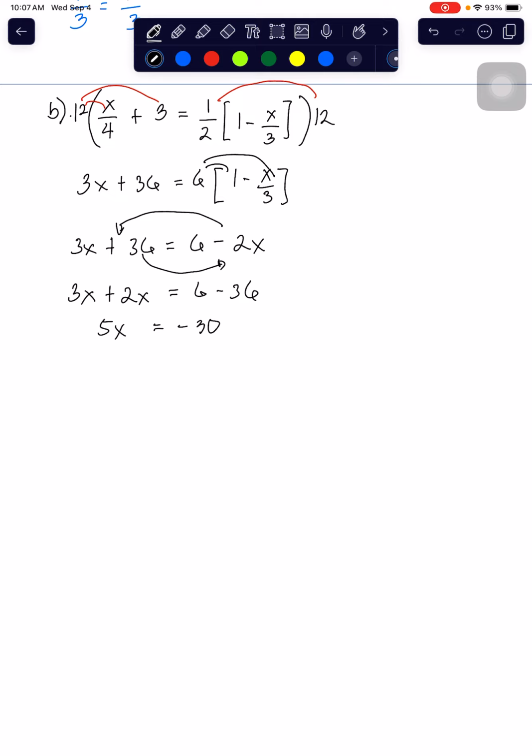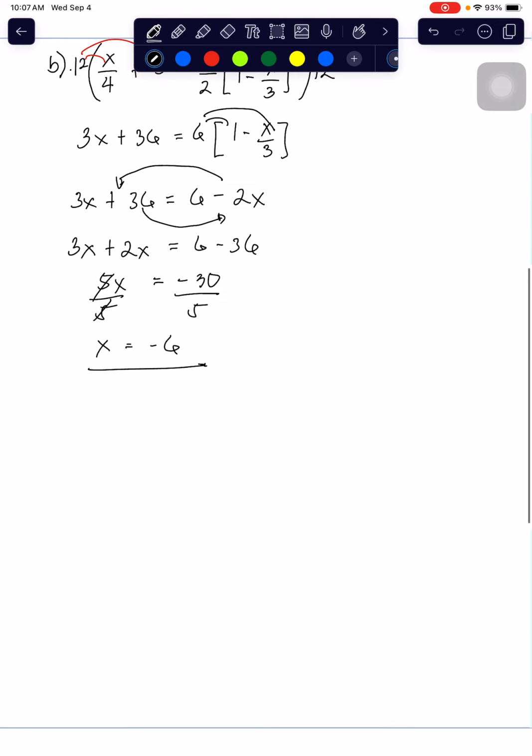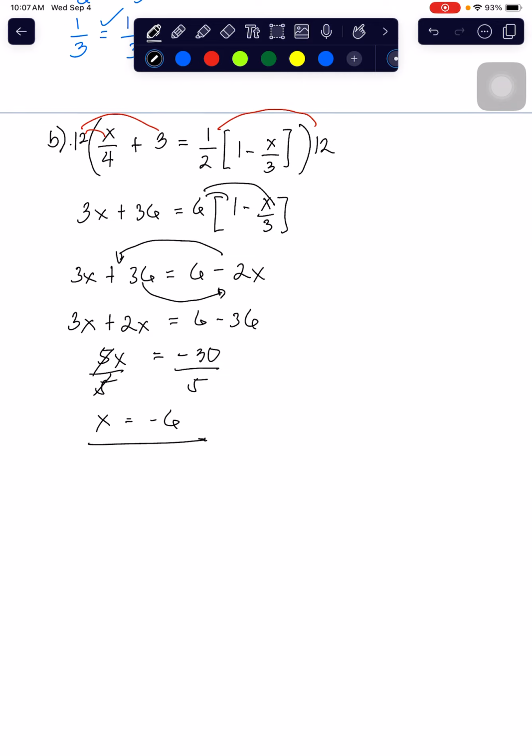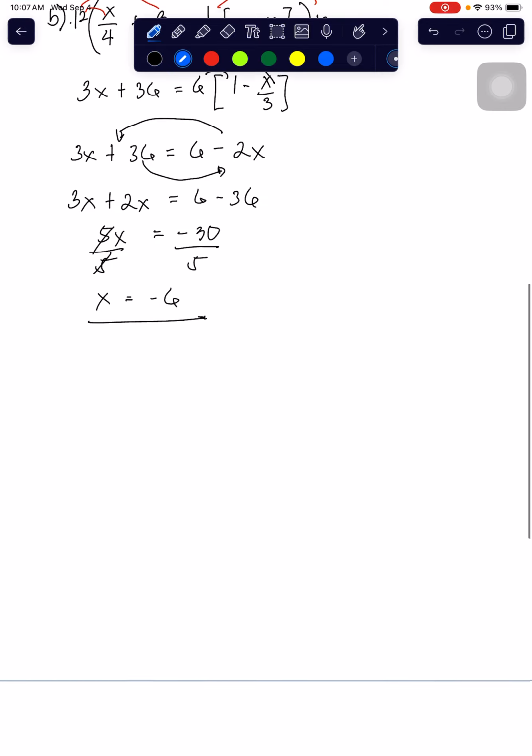And of course, we're not yet done. We have to divide both sides by 5, so we can solve for x. So this will be canceled. x is equal to negative 6. So that's the root or the solution of that rational equation. Now, of course, we're not yet done. We have to check. All right.